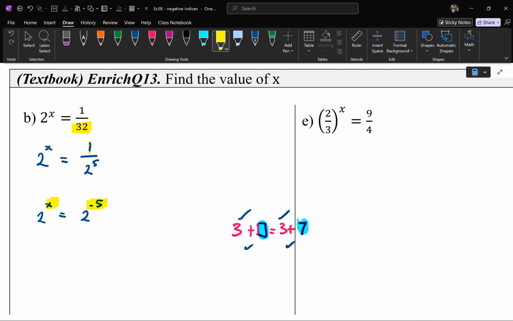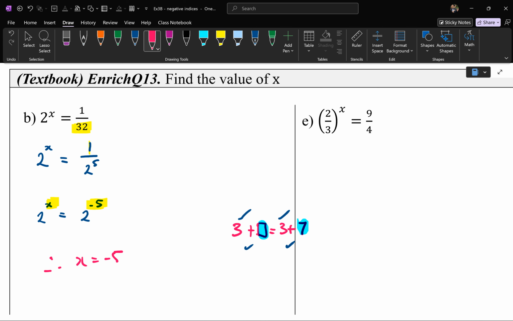the powers must be the same. See, 2 to the power of something is equal to 2 to the power of something. So that means x must be negative 5. So this is called solving by inspection. Okay? You're essentially just comparing it.